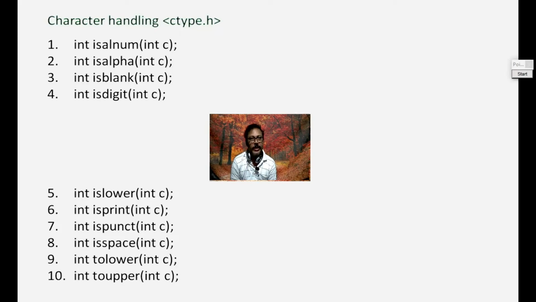Is it alphabetic? Is it a blank? Is it a digit? Is it lowercase? Is it a printable character or not? Is it a punctuation mark? Is it a space? And then converting to lowercase or uppercase, capital letters to small letters and vice versa. You can do it by making use of ctype.h.